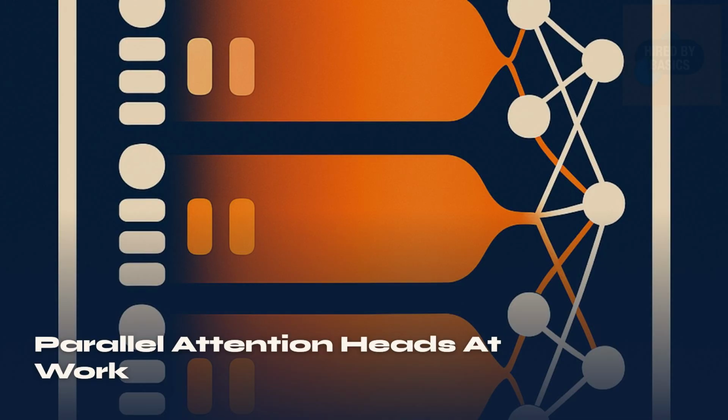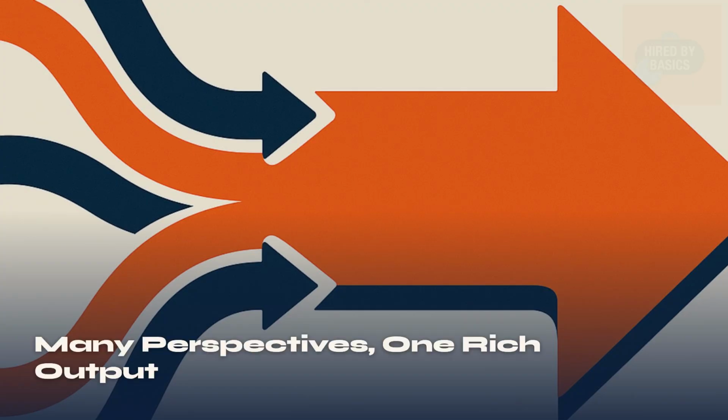One head might focus on grammatical relationships, like which verb belongs to which subject. Another head might track positional patterns, like what comes before or after a particular word. Another might pick up on semantic meaning, which words are conceptually close to each other. Each head learns to look at the sentence from a different angle. Then, at the end, all those perspectives are combined into one rich representation.